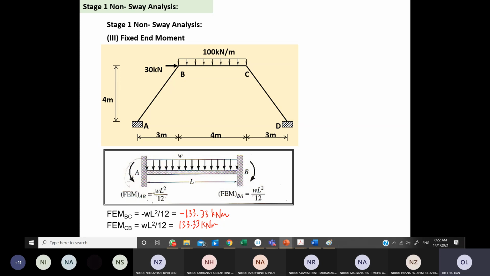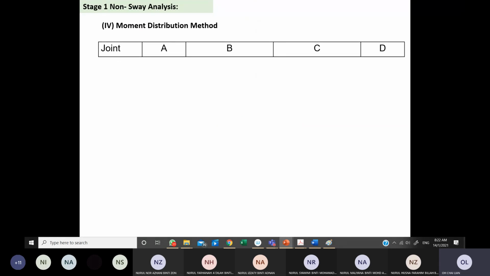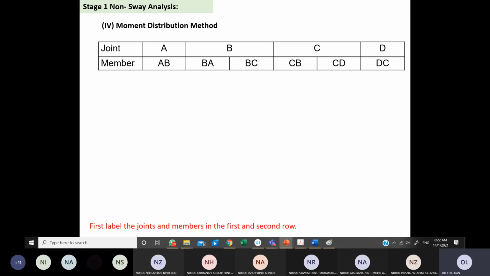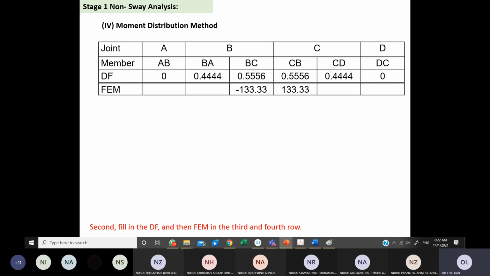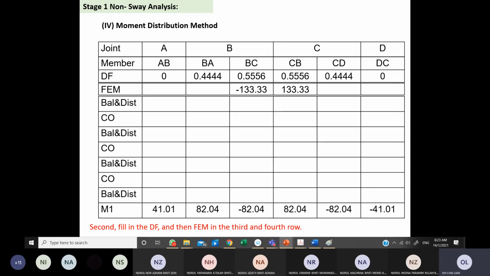So now you have done with the fixed moment, we can go to the moment distribution table, right? Put in all the joints, put in all the ends of the member, and put in the DF and the fixed moment. If you realize that the fixed moment happens only at BC and CB, so you must put it correctly at the right position.